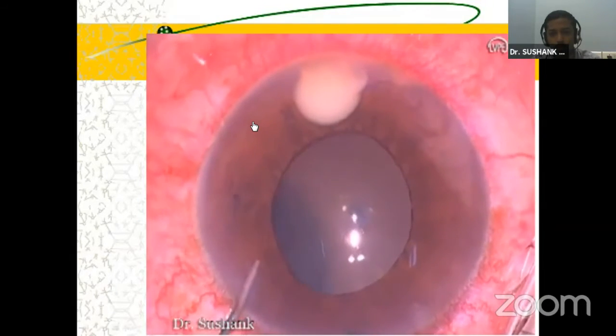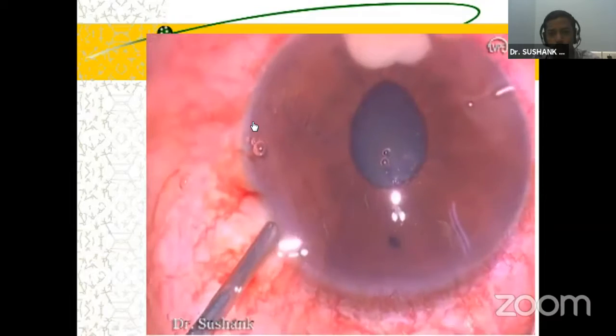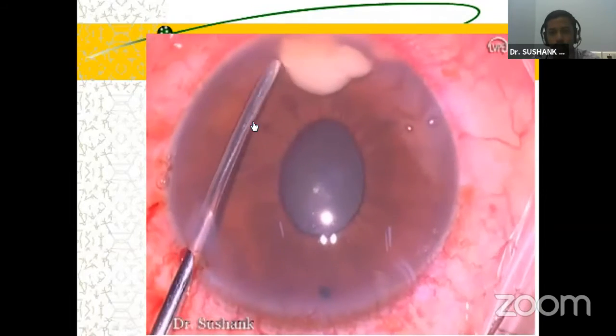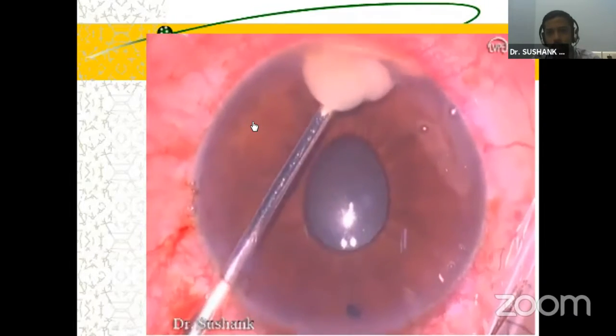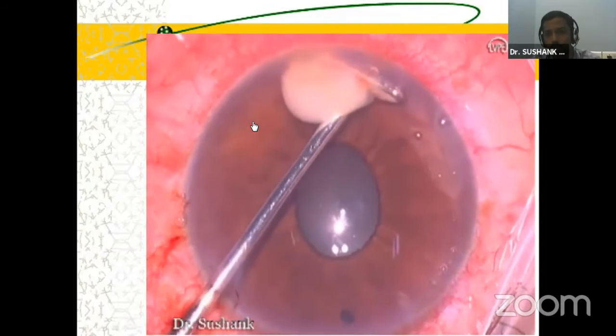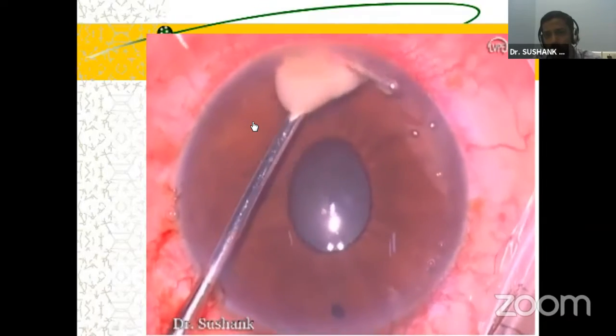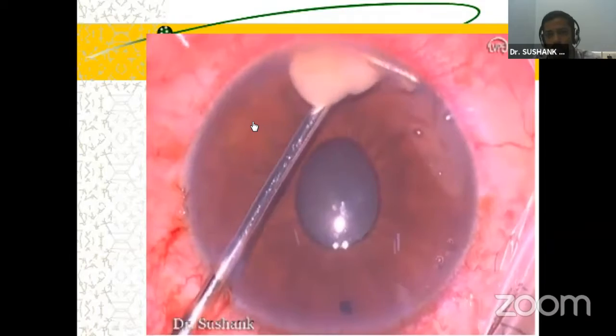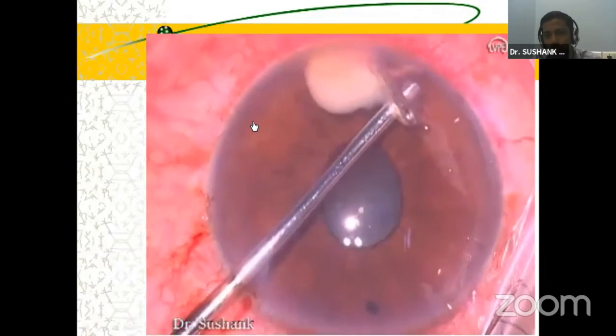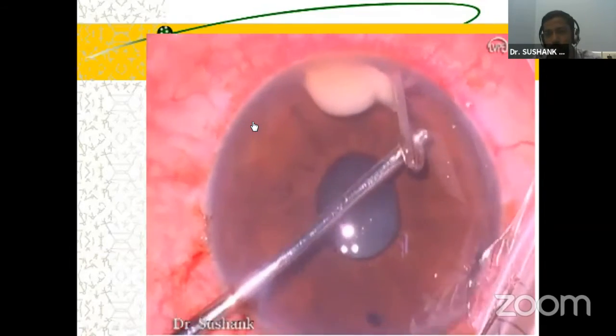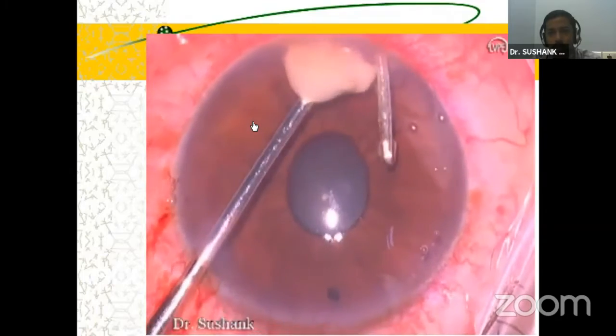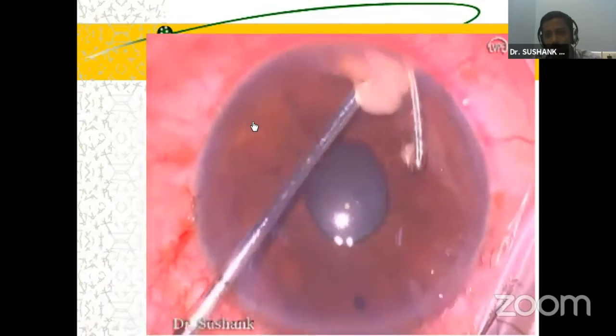Then a side port was made. After that, pilocarpine was injected, then visco was injected. Then after separation of the endo exudate, the foreign body was searched for. It was separated from the surrounding structures with the help of the repositor. No sharp instrument like a dialer should be used, otherwise it can damage other intraocular structures.